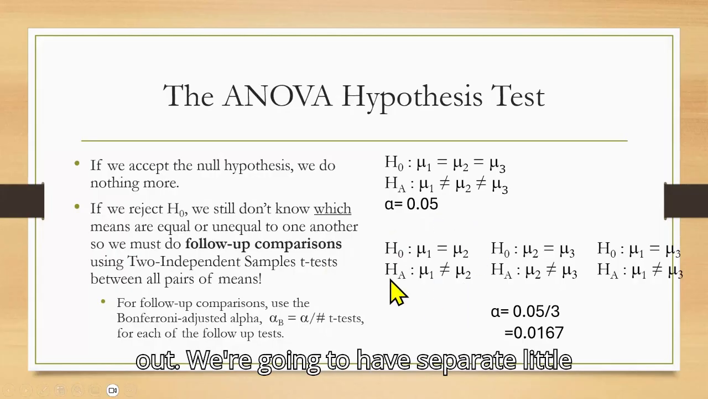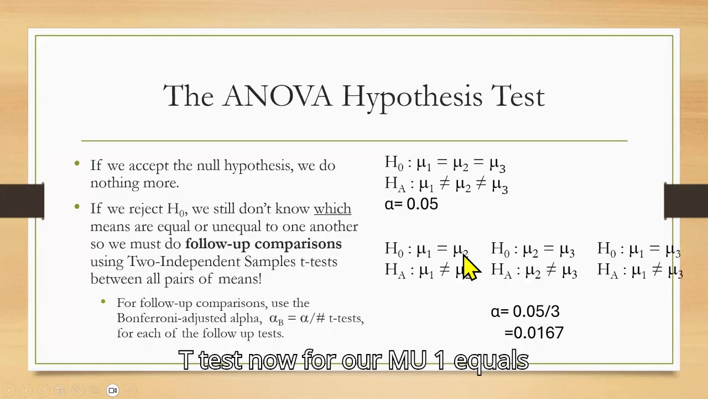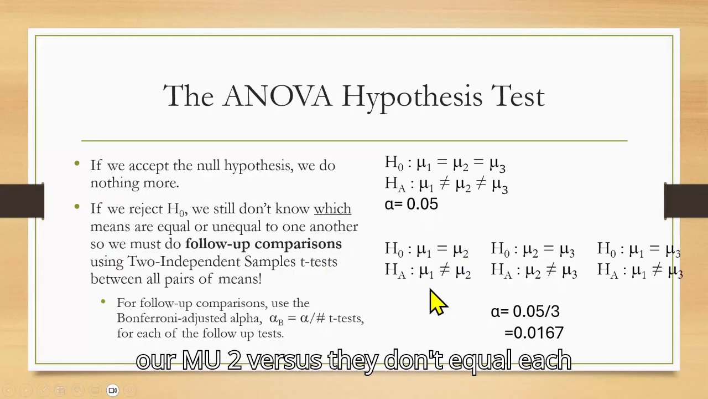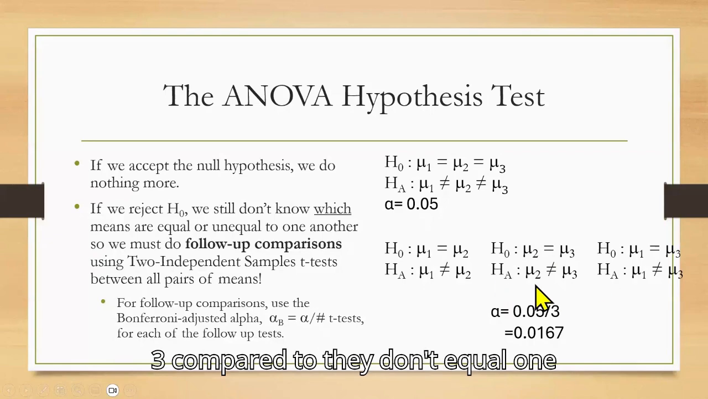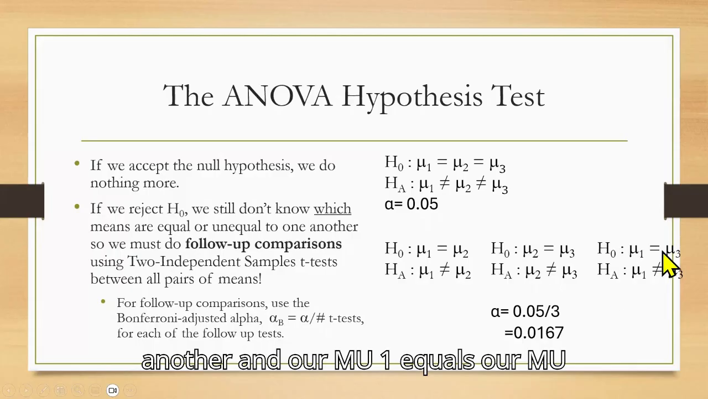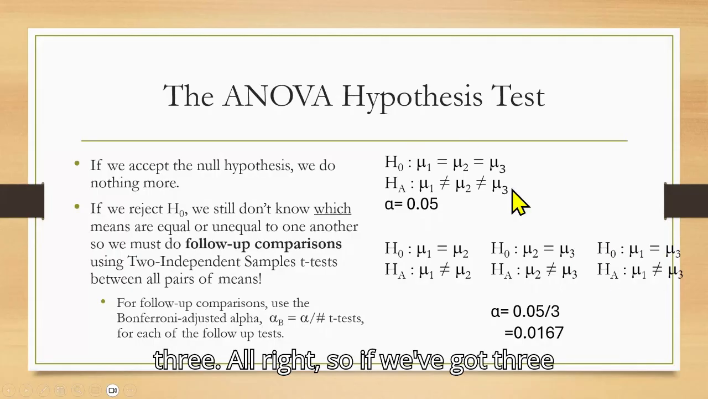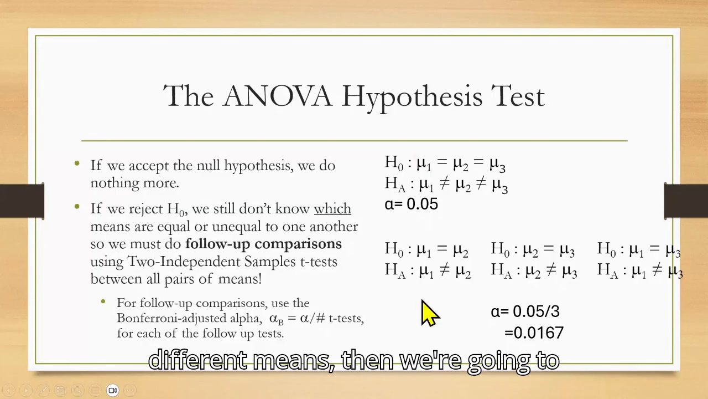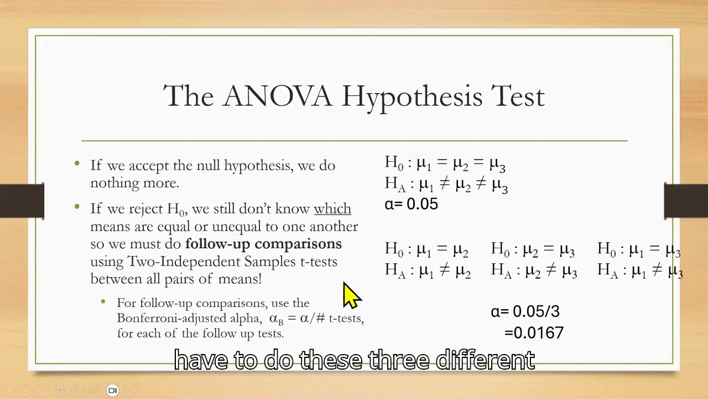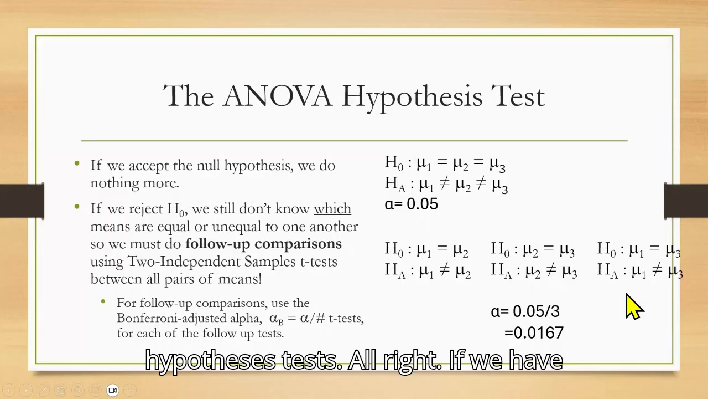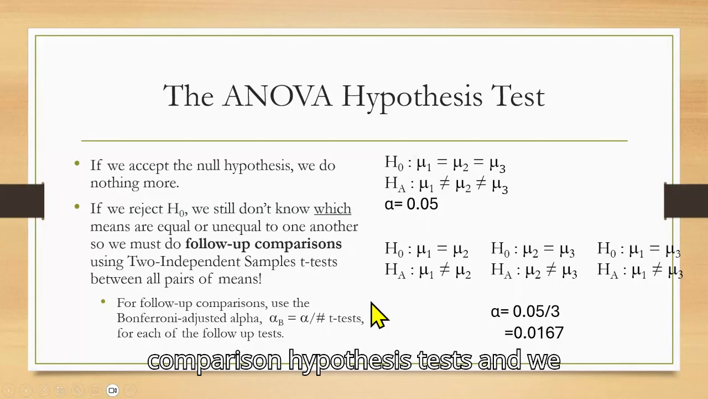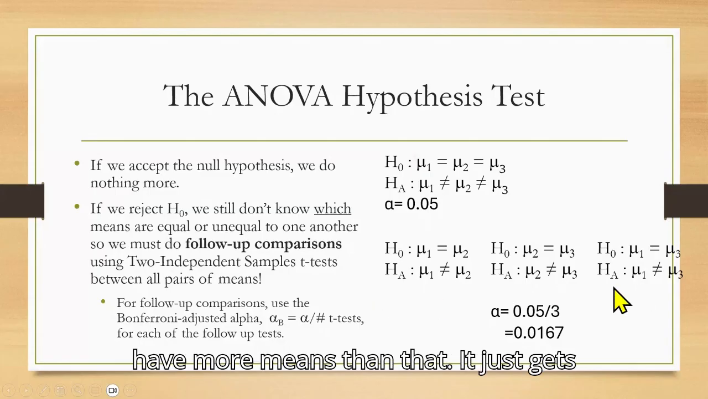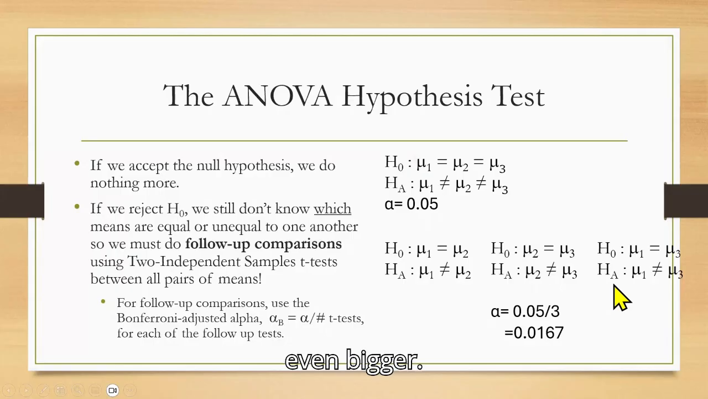All right, so we're going to separate out. We're going to have separate little t-tests now for our mu1 equals mu2 versus they don't equal each other, mu2 equals mu3 compared to they don't equal one another, and mu1 equals mu3. So if we've got 3 different means, then we're going to have to do these 3 different hypothesis tests. If we have 4 means, we have to do 6 comparison hypothesis tests. And if we have more means than that, it just gets even bigger.